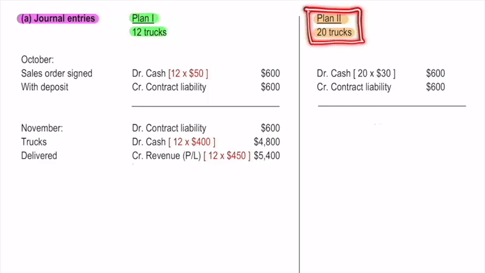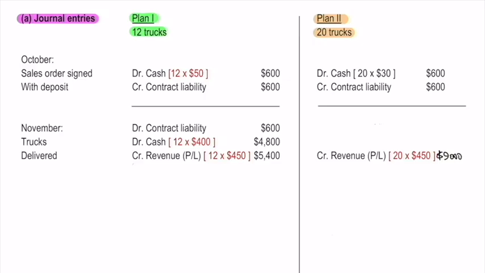For Plan 2, whether you sell now and receive now or sell now and receive over 24 months, the revenue recognized should be the same. Credit revenue, profit and loss. It should be based on the standalone selling price of $450. Revenue for the 20 trucks is $9 million.